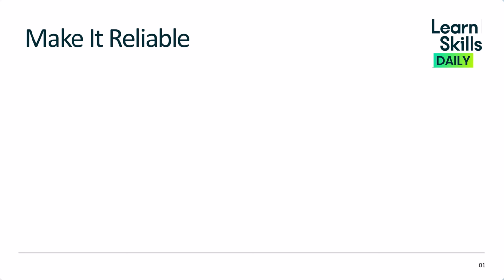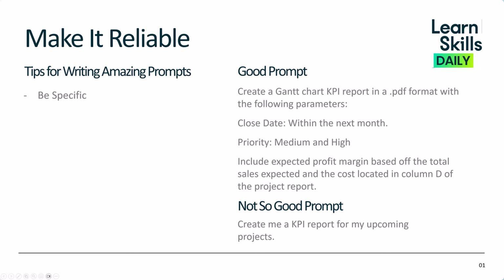Great. Now that we've seen what an MCP-enabled AI agent can do using Zapier tools, let's talk a bit about how to make these results reliable by writing amazing prompts. So here are some tips on prompt writing to help with that process. The first thing is to be specific. You always want to make sure you're giving as much information to the AI chatbot as humanly possible. The more information you give, the better the results are going to be.